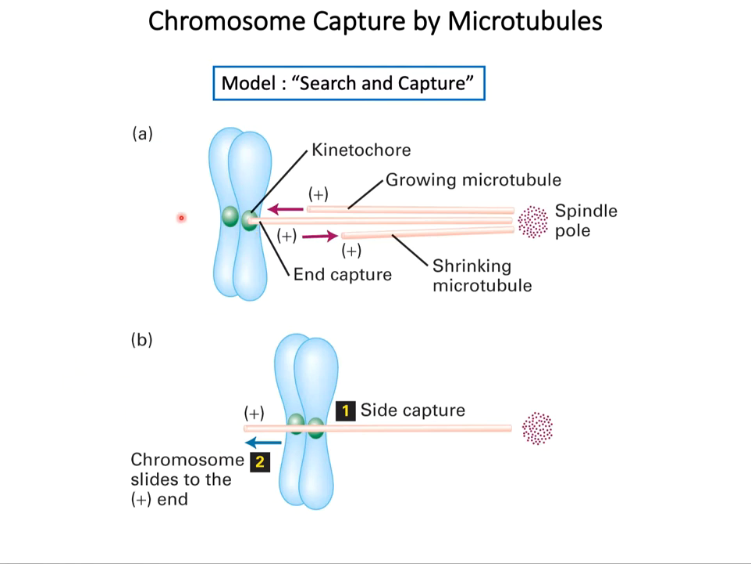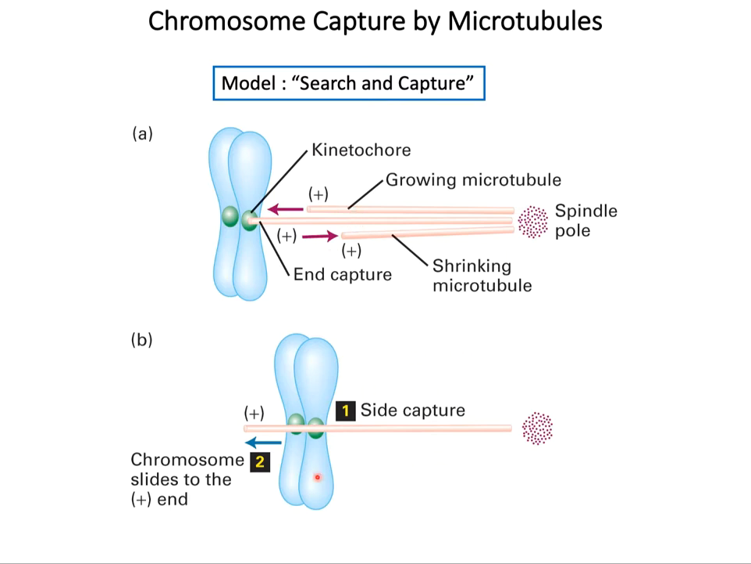So what happens during metaphase? You have these microtubules growing from the spindle poles and they are growing towards the chromosomes. And if one of these microtubules happens to come in contact with the kinetochore region as it's growing, it will bind to the chromosome and capture it. This is known as the end capture. But the cell is not always that lucky, as this event happens by chance.